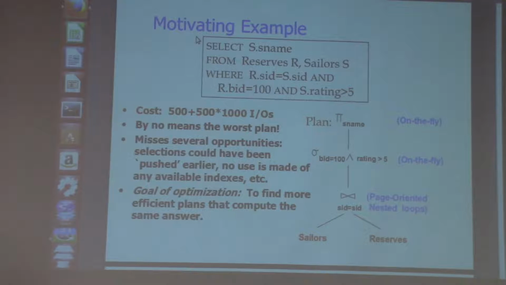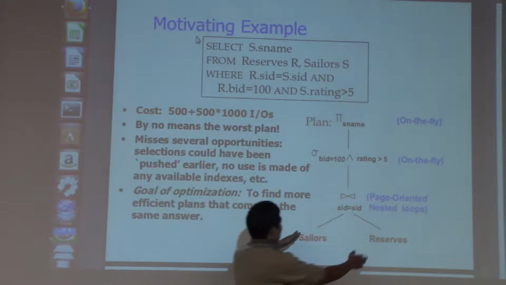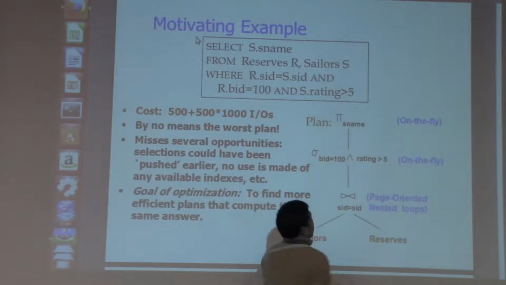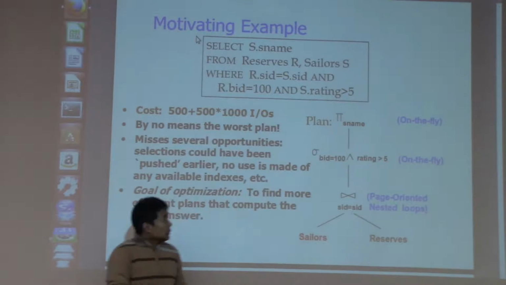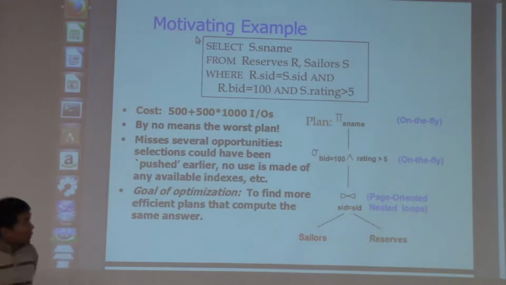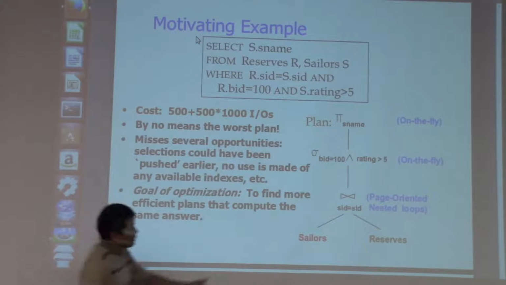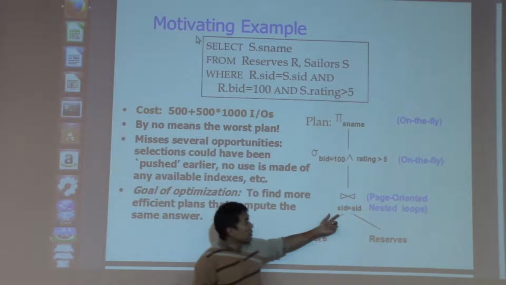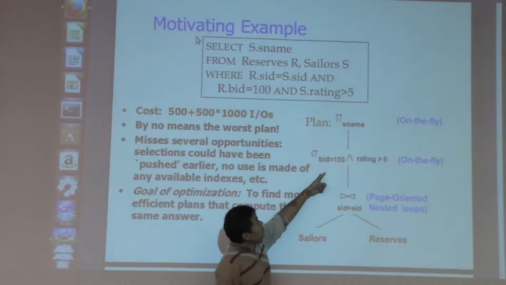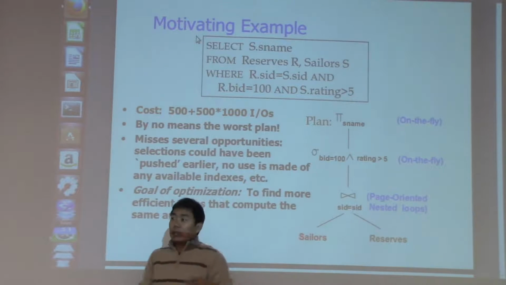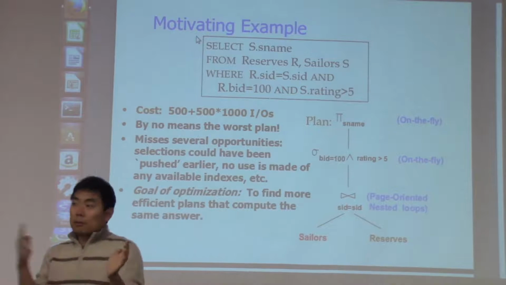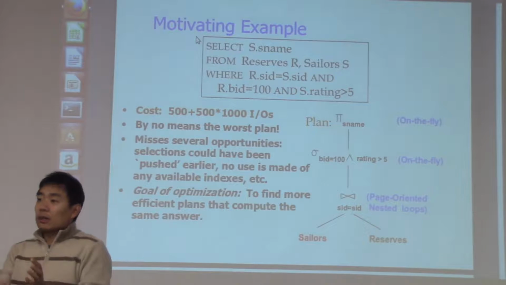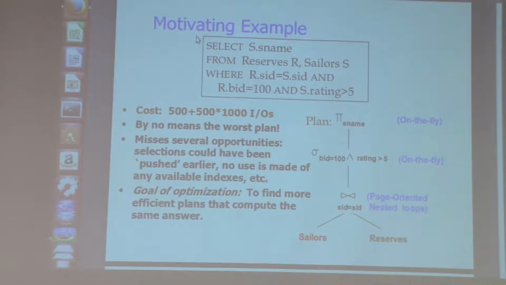So I have this query over there, so I'm going to write Sailors, Reserves, and so on and so forth, right? So I have one join between Sailors and Reserves. Suppose I use page-oriented nested loop join over here. Then I do the selection and projection on the fly, meaning that for every join tuple I produce, I check the condition on the fly. Okay, that's my query plan.